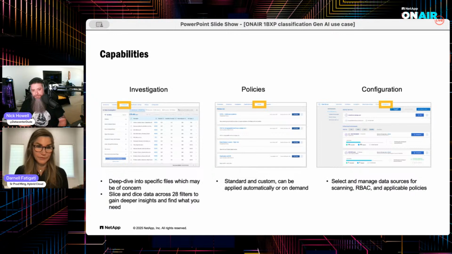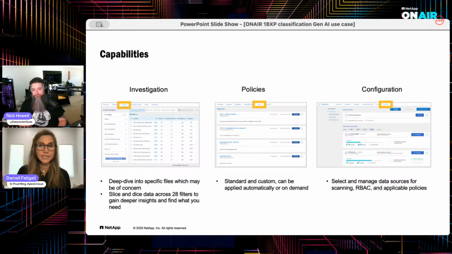You figure out what you want and go ahead and slice and dice, and you'll find it here. And then we see the policy. So then there's another tab that shows all of the preset policies that you've created. And then the configuration tab.